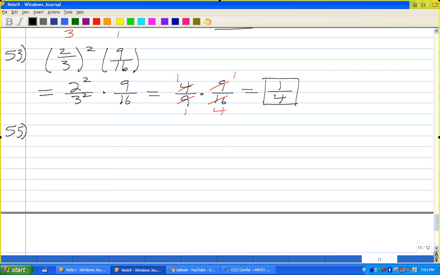Problem 55. 2 cubed minus negative 2 squared. 8 minus a negative, so 2 cubed is 8, negative 2 squared is 4, 8 minus 4 is 4.